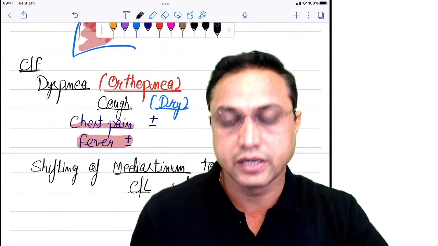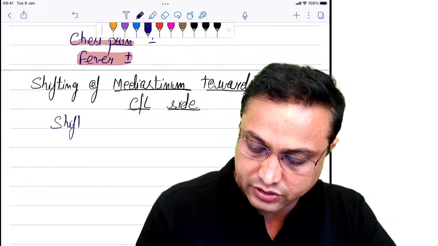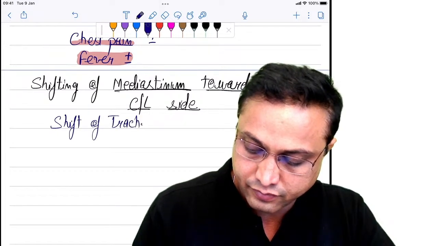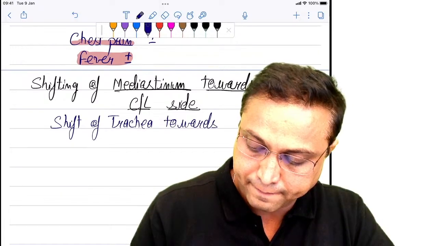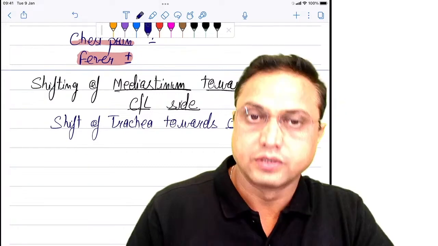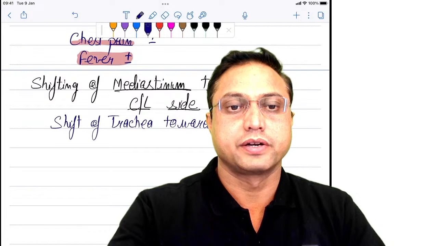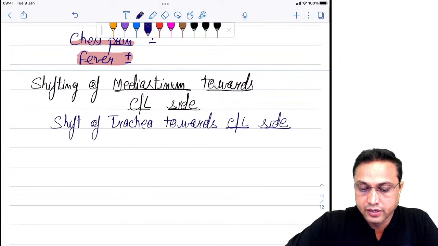So these are some of the clinical features: you can see shift of the trachea towards the contralateral side, right? Shift of the trachea towards the contralateral side. So do understand this concept very carefully.